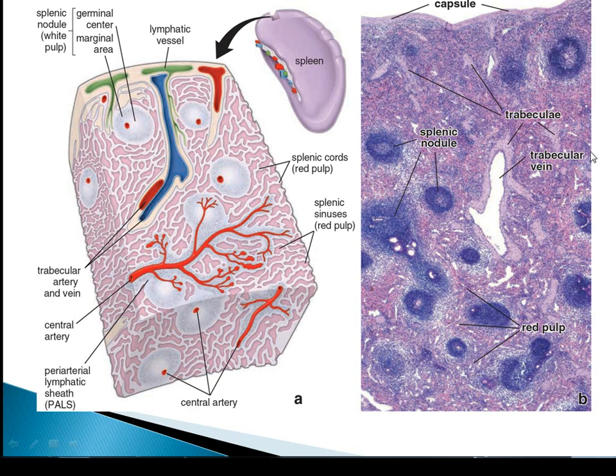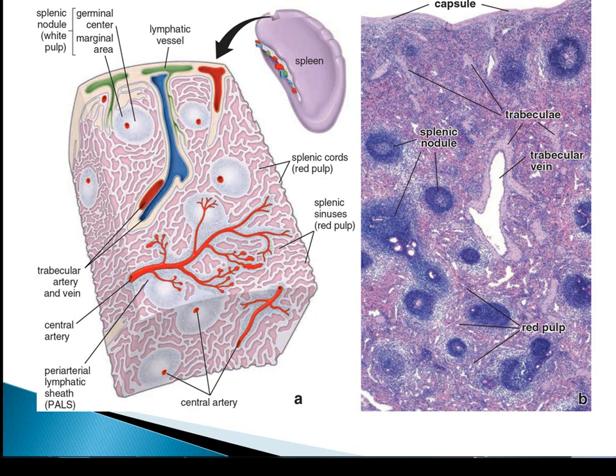Inside of the spleen, we can distinguish 2 pulps, white pulp and red pulp. And inside of the organ we have a network of reticular tissue, the reticular cells and reticular fibers. They form the physical framework of the spleen. And the white pulp and the red pulp are the main components of the spleen.